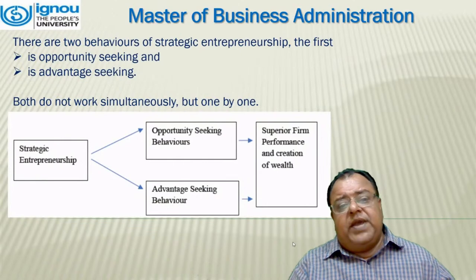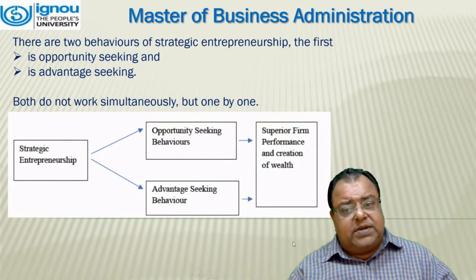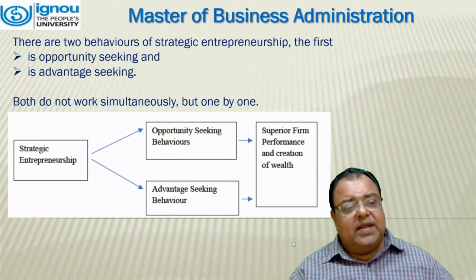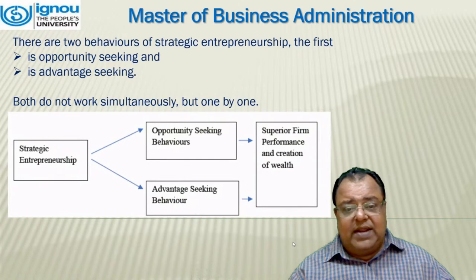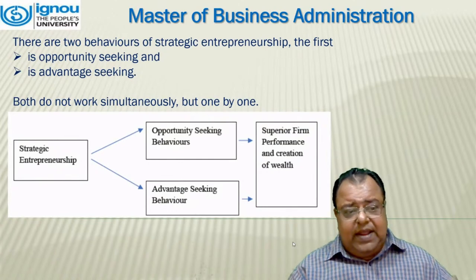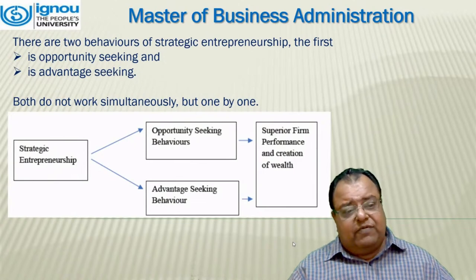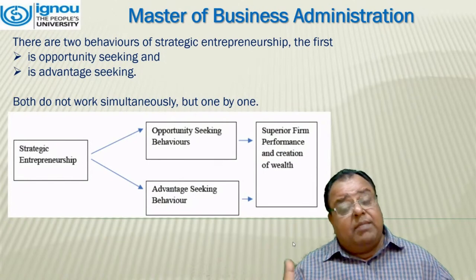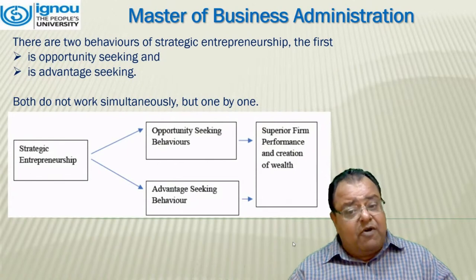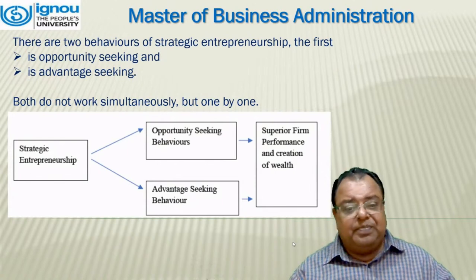There are two behaviors of strategic entrepreneurship. First is opportunity seeking, and the second one is advantage seeking. Both do not work simultaneously but one by one. As the figure depicts, we have two types of strategic entrepreneurship: opportunity-seeking behavior, and the second one is advantage-seeking. But it results in superior firm performance and creation of wealth.